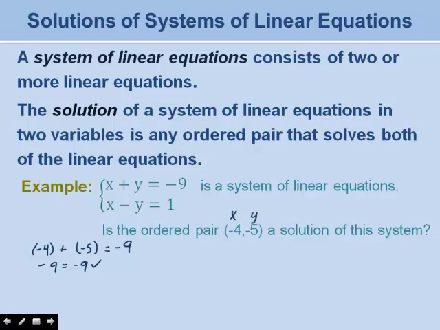Then if we look at our other equation, we have x minus y is equal to 1. Again, we're plugging in negative 4 for x and negative 5 for y. That gives us negative 4, and since we have 2 minuses in a row here, that's the same as plus 5 is equal to 1. And if we take negative 4 plus 5, we get 1. So that one checks too. And that means that our answer is yes, it is a solution.